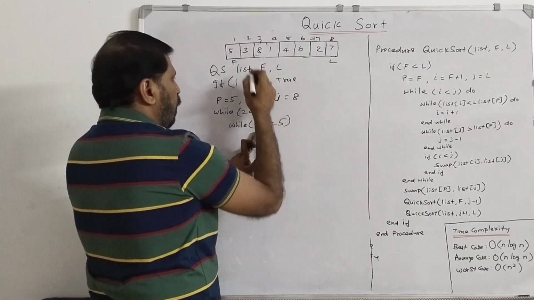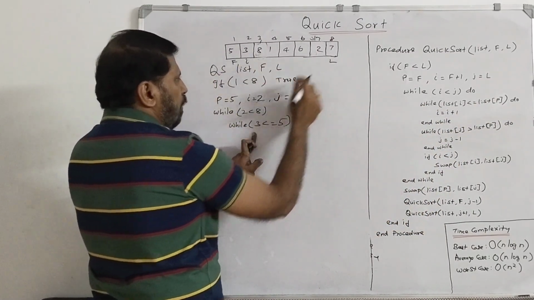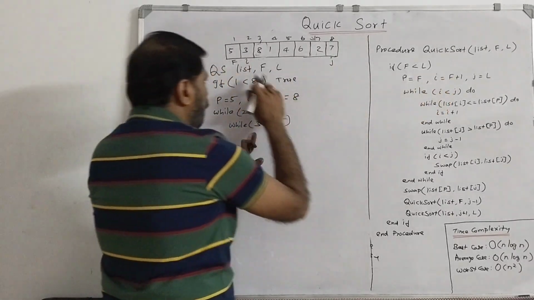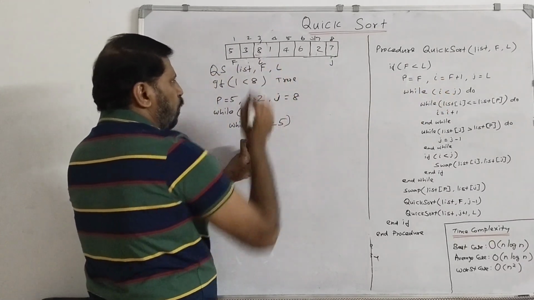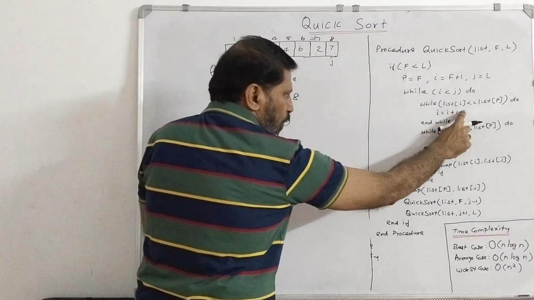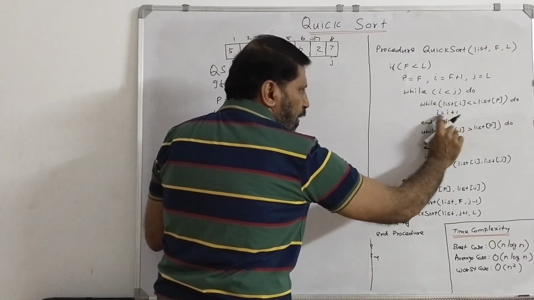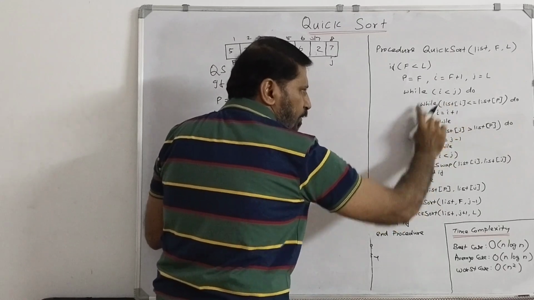It means I is the second number, j is the last number as per the assignment. Then I am incrementing I by 1. Okay. So this is what we are doing. Again I am doing the same while loop, until it fails.